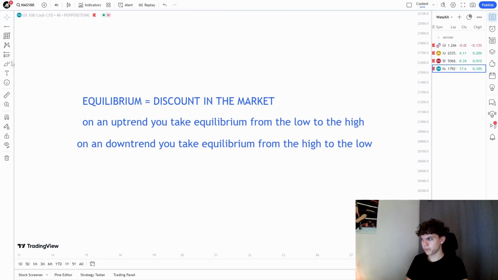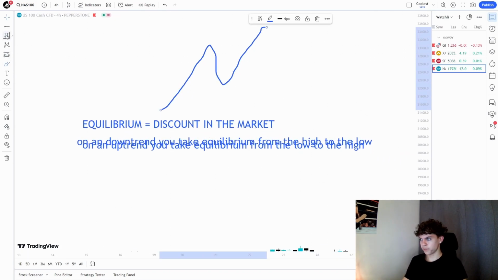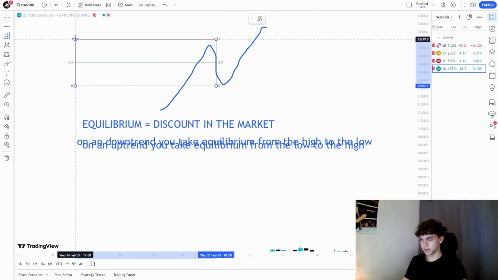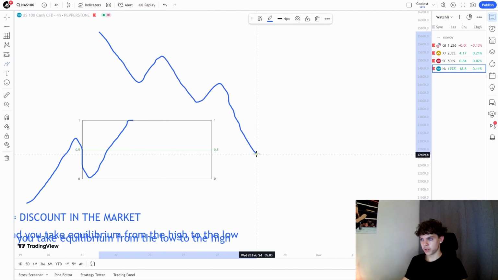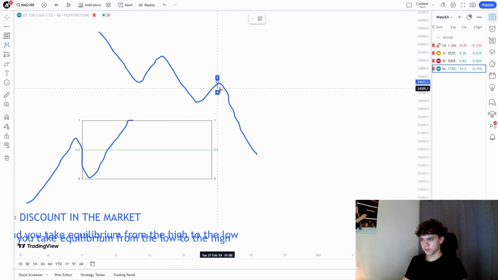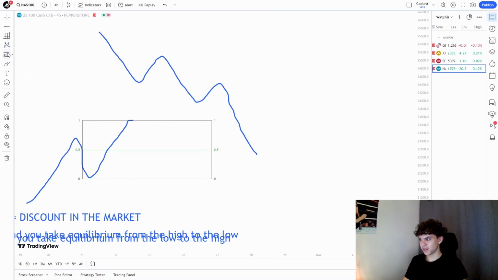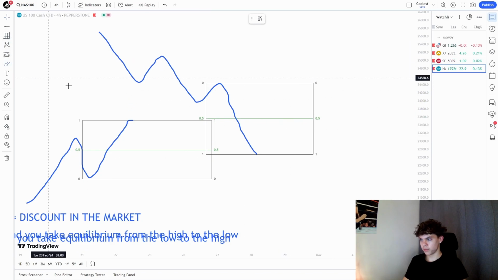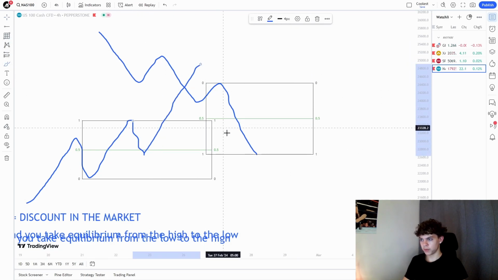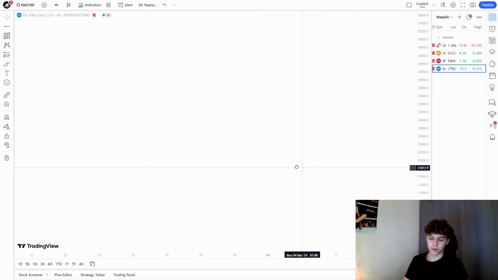You get me? So this is the uptrend, from low to the high. On a downtrend, from high to the low. These are the results. Boom and boom. That's the idea of equilibrium.